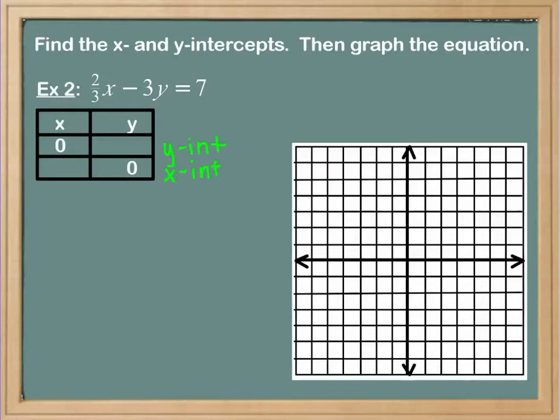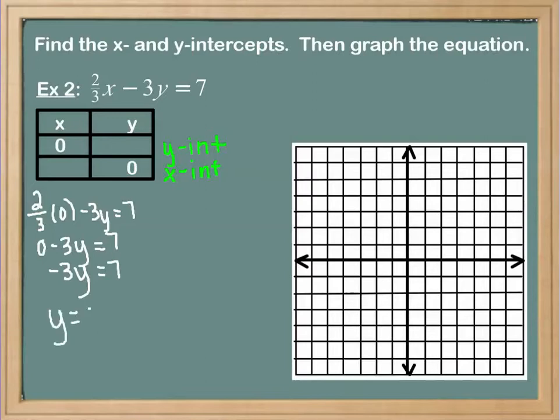First things first, I'm going to take my 0 value for x and plug it in, and let's see what happens. I get 2/3 times 0 minus 3y equals 7. 2/3 times 0 is 0. So 0 minus 3y is 7, which just means negative 3y is equal to positive 7. When I divide by negative 3, I get an improper fraction. That's okay. It's negative 7/3.